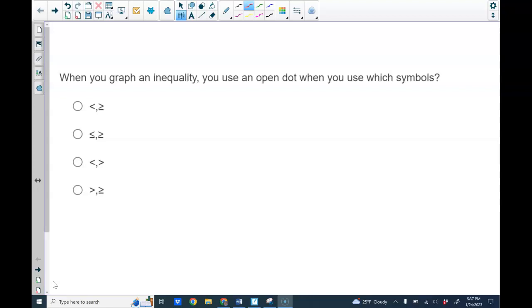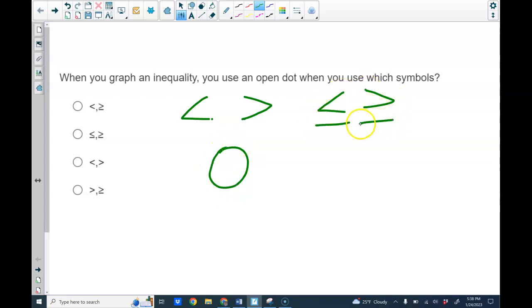All right, so when you graph an inequality, use an open dot when you use which symbols? Okay, so remember we have two dots. We either have an open circle or we have a filled in circle. And so we use an open dot when we have these two symbols right here. And then remember the difference is those numbers are not included in there.